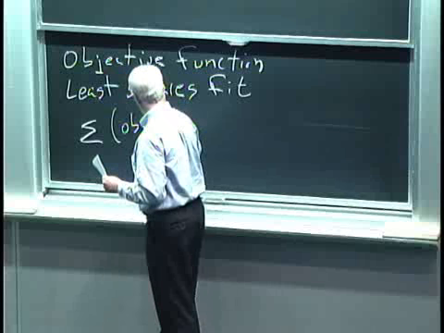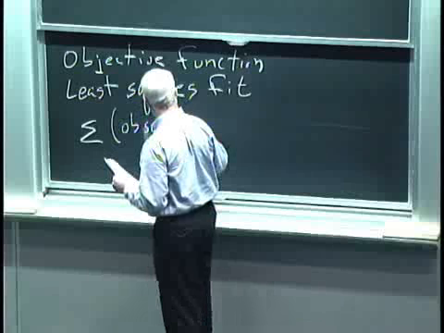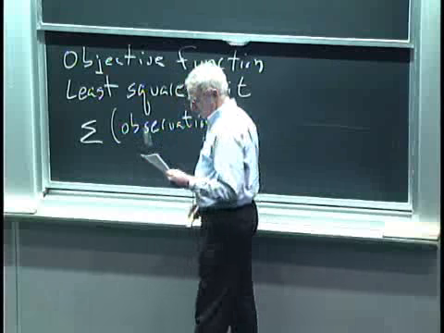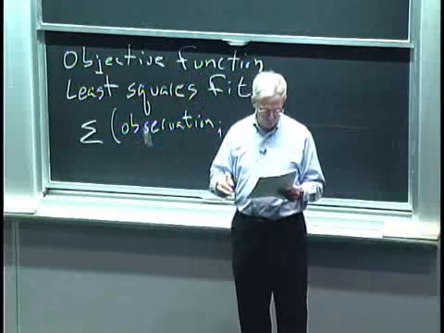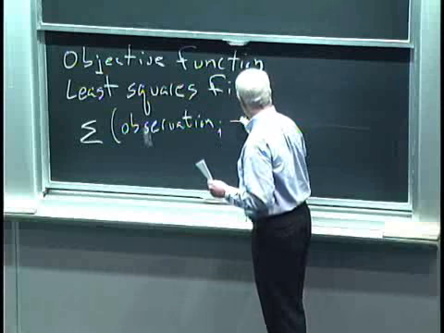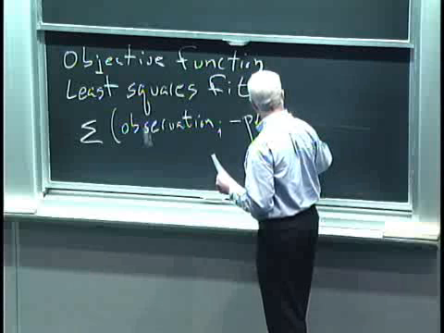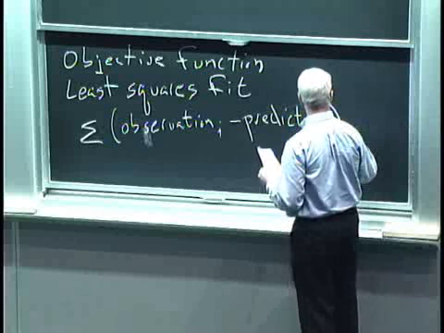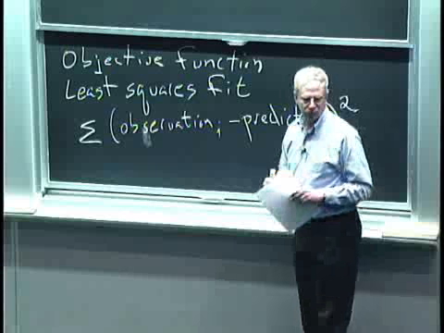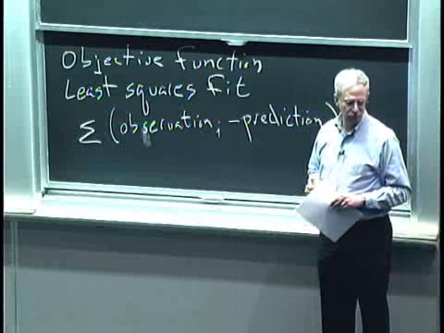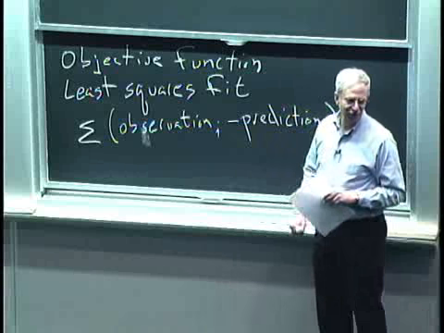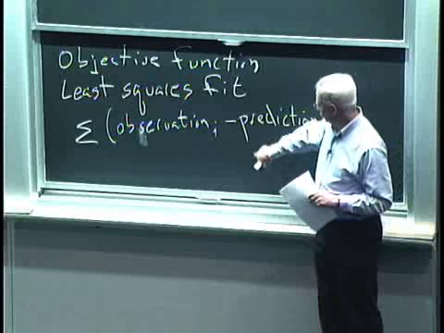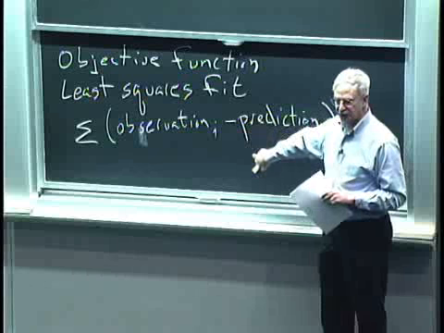of observation sub i, the ith data point I have, minus what the line, the model, predicts that point should have been, and then I'll square it. So I want to minimize this value. I want to find the line that gives me the smallest value for this.